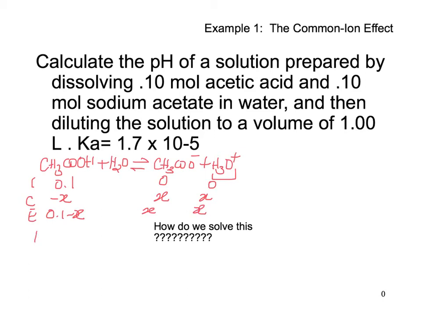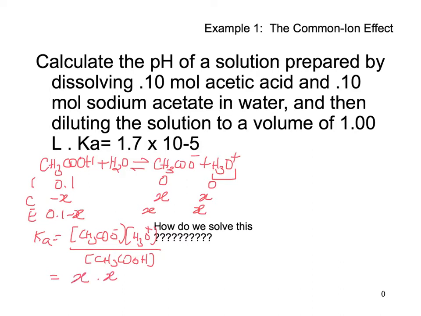So if you were to set this up for a Ka, you would say concentration of acetate times concentration of hydronium divided by acetic acid should do the trick. And now I'm going to just substitute the values. Acetate is X, times hydronium is X as well, over acetic acid, which is 0.1 minus X, and that comes out to be 1.7 times 10 to the power of minus 5. So now you have to ask yourself whether you can use an approximation or not.